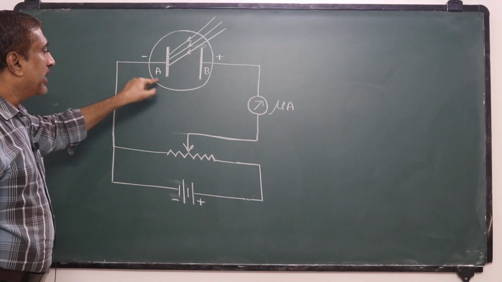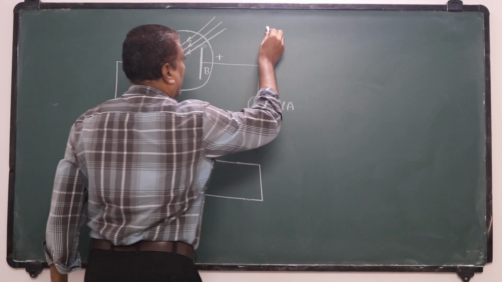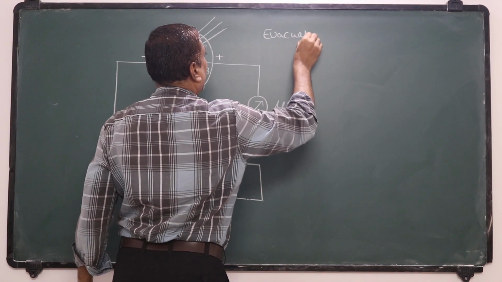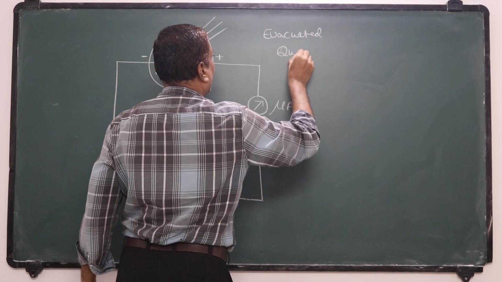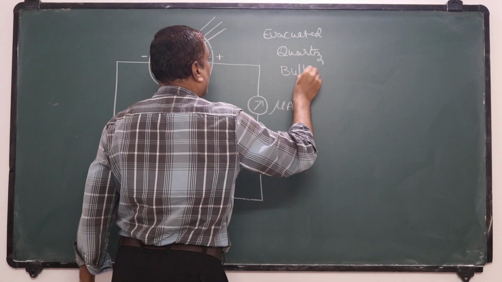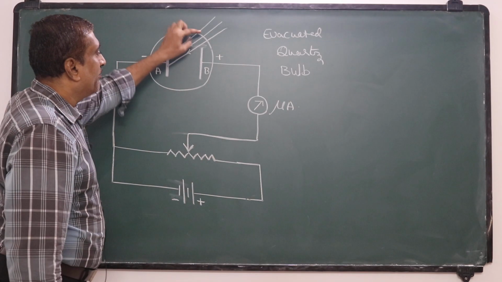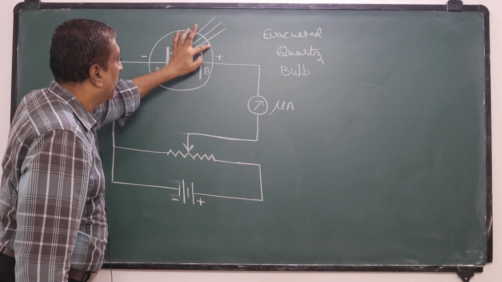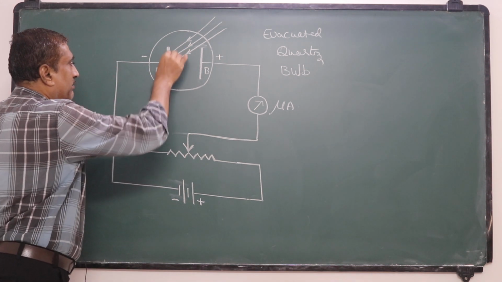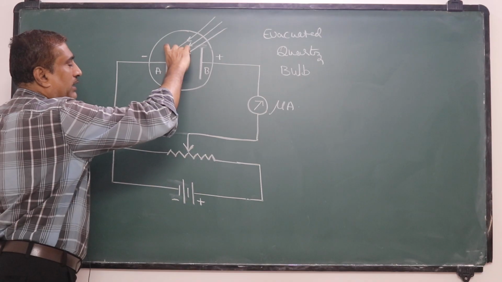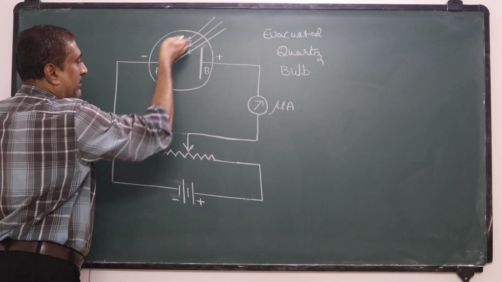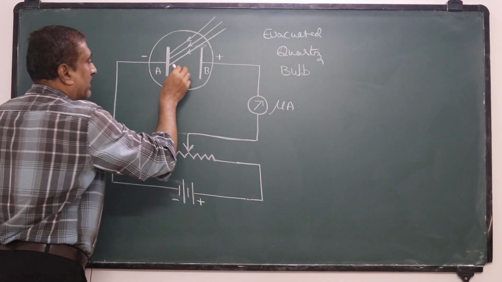This is an evacuated quartz bulb consisting of two electrodes. And this is a photosensitive material. That means this electrode is able to emit electrons when light is incident. So light is incident on this metal surface, and electrons are emitted.